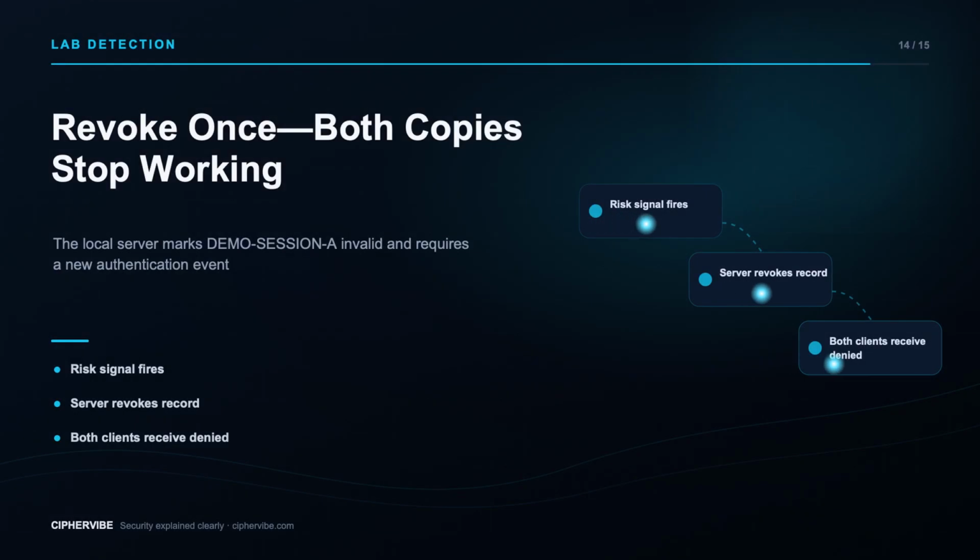Back in the lab, concurrent use from Blue and Violet triggers a synthetic risk event. The server revokes Demo Session A. The next request from both browsers is denied and a fresh login is required. Deleting a browser cookie is not the main control. Invalidating the server-side trust record is what ends every copy.